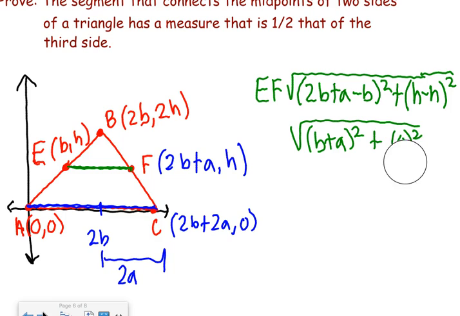Can I erase that? No, it's important. Can I simplify that anymore? No. B squared plus A squared. Because this square root and that squared cancel, it would end up just being B plus A.